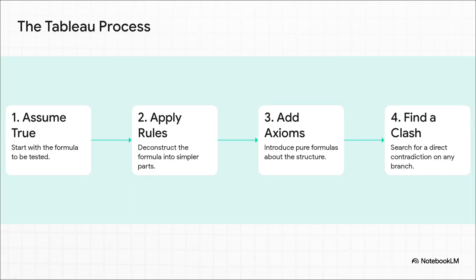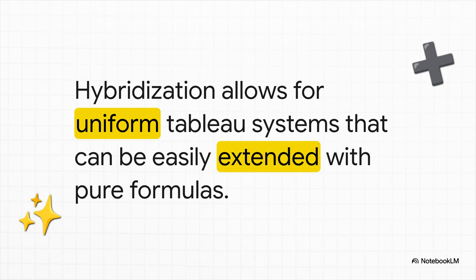You start with your formula, you apply your decomposition rules, and here's that hybrid secret sauce again. You can introduce those pure formulas as facts about the structure you're working in. Then you just hunt for a contradiction, a clash on any branch. If you find clashes on all of them, you're done. And does this sound familiar? We see that same awesome advantage pop up again, uniformity. It's that same plug-and-play idea. We can build one general tableau system and then customize it for all sorts of different logics just by adding the right pure formulas. It makes hybrid tableaus incredibly flexible and way more powerful.